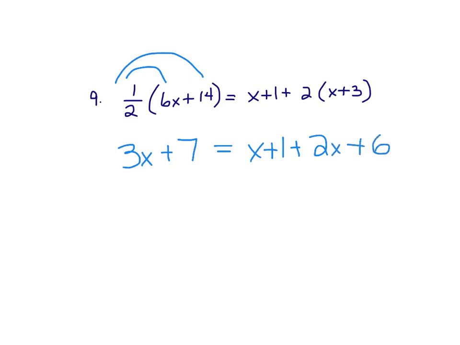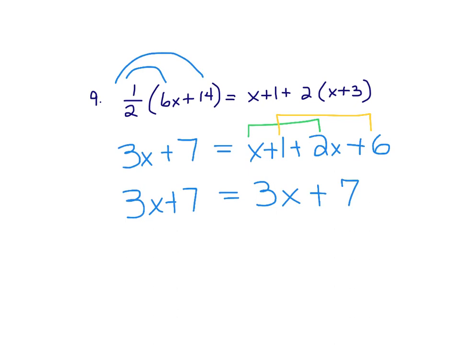And now I'm going to simplify that right side. So I can group my x's and I can group my numbers. So over here, I still have the 3x plus 7. Over here, when I group the two x's, I get 3x. And when I group the two numbers, I get 7.